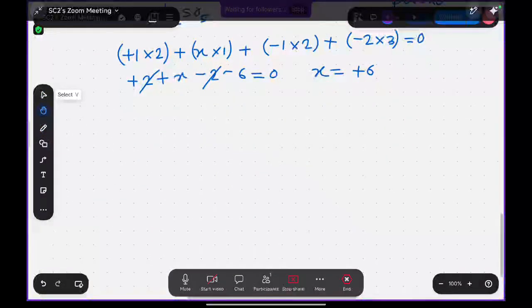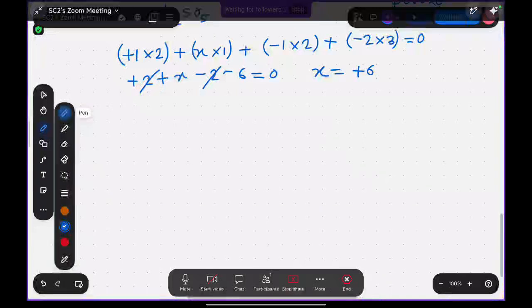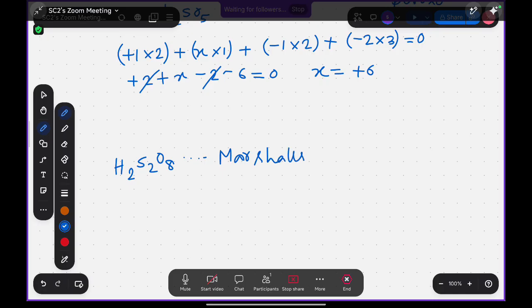Let's take another example. +6 oxidation state is definitely possible. I have shown you. Now let's see another one. It is H2S2O8. This is called, the common name is Marshall's acid. The chemical name of this acid is Marshall's acid.